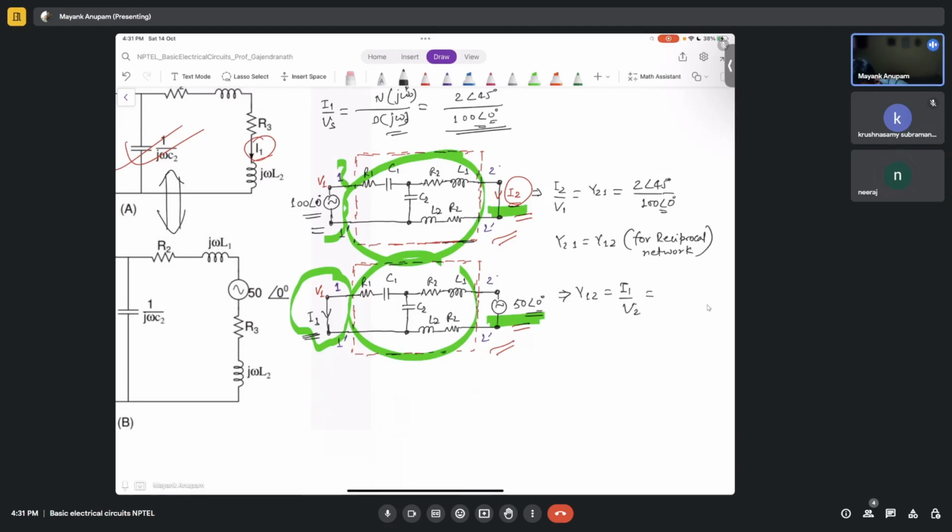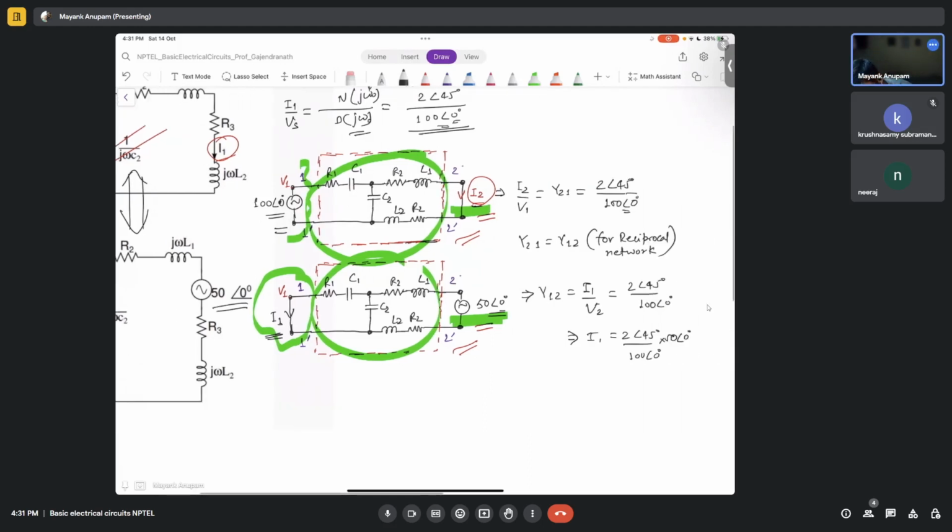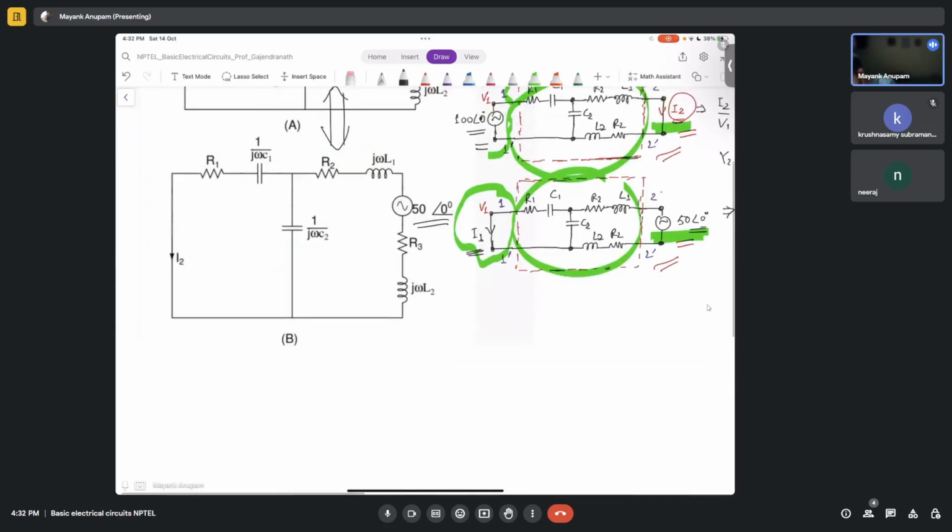So this has to be equal to 2 angle 45 degree divided by 100 angle 0 degree, and what is I1 in that case? 2 angle 45 divided by 100 angle 0 degree multiplied by 50 angle 0 degree, right? This is 50, isn't it? So now this is equal to how much? 1 angle 45 degree, right? So what will be the current here? It will be 1 cos of omega t plus 45 degree, and this much amperes.